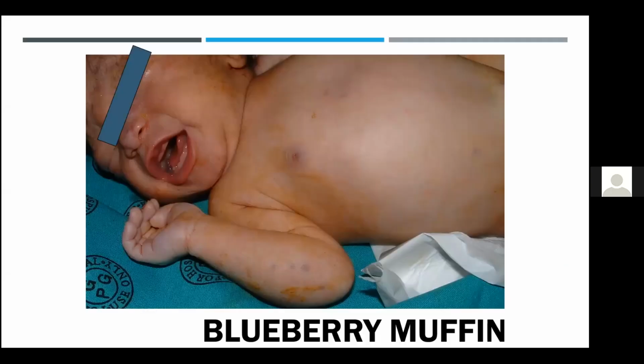This is a picture of a blueberry muffin rash where you get what looks like purpuric lesions in the skin of a newborn baby, and that's extramedullary hematopoiesis. So any cause of a low hemoglobin in a baby will present like that, and this could be congenital rubella.